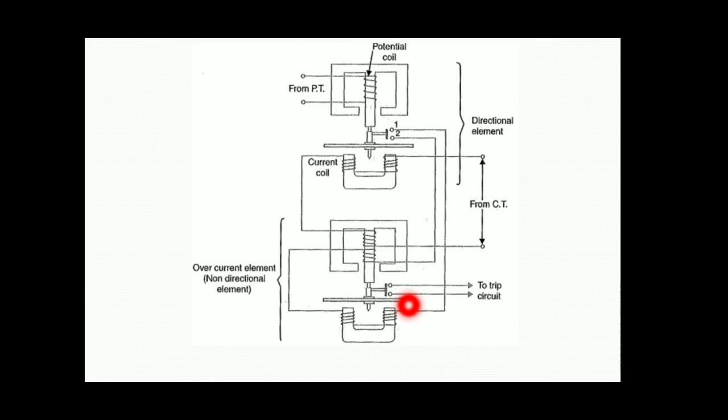It consists of two parts: the directional element and the overcurrent element. The directional element is the same as that of a directional power relay. The overcurrent element is the same as that of a non-directional overcurrent relay. Constructionally we have the same parts, but the operation is a combination of both the direction and the overcurrents.